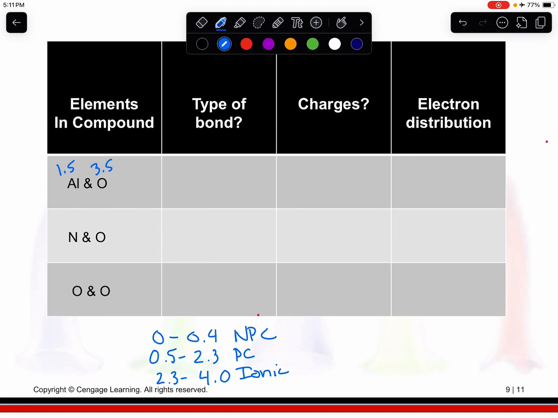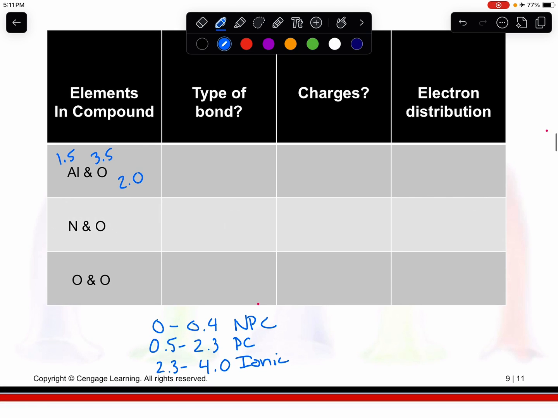So we're going to utilize those differences. Now, the way to do this is you literally just take the two values and you subtract them. So 3.5 minus 1.5 gets us 2.0 here. And so the type of bond, when we utilize our chart down at the bottom, is going to be polar covalent. And the charges, the O is going to get the partial negative and the Al is going to get the partial positive. And the electron distribution, the O is going to have the electrons closer. They're still shared, but they're going to be unequal.